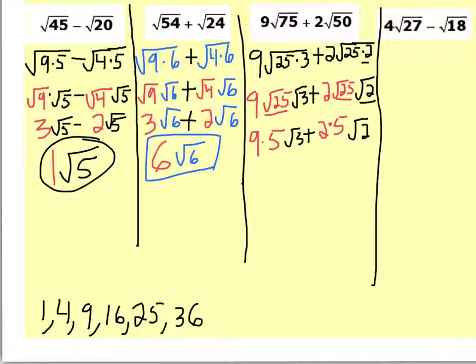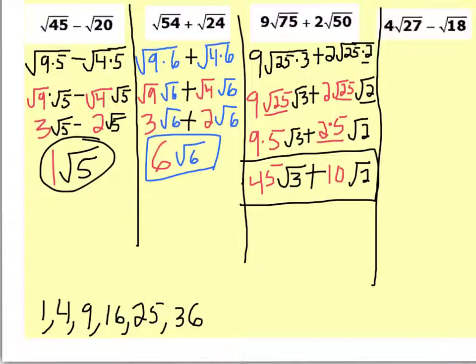So let's put our numbers together. So this is 45 square root 3 plus 10, 2 times 5, 10, square root 2. Now I'm going to look at my square roots. Are these like? No, they're not. They're not alike. So I'm done. This is my answer right here. I cannot put those together. I'm done. One more example.